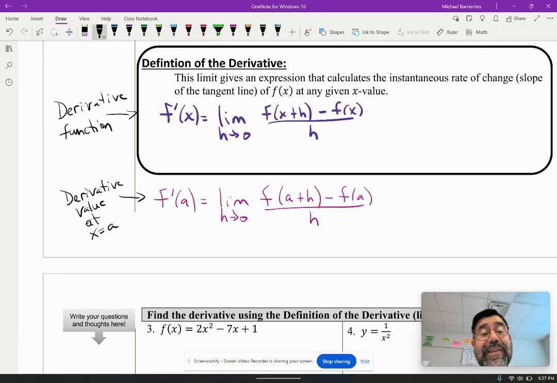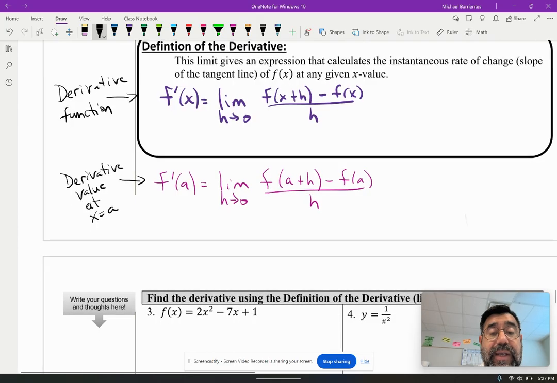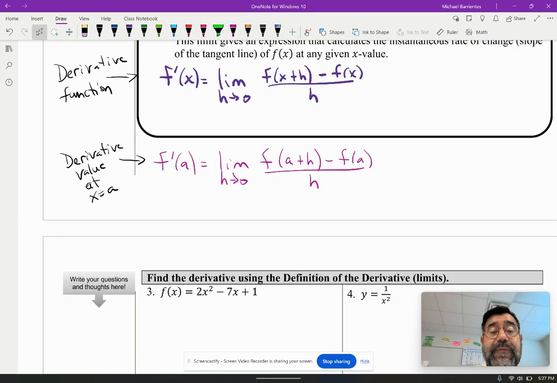So with this formula, we'll be able to create derivative functions. So we're going to try this formula right now. We're going to flip the page, and I'm going to do this formula for number 3. And then we'll pause there. We'll come back on Monday, and we'll kind of pick up from there.